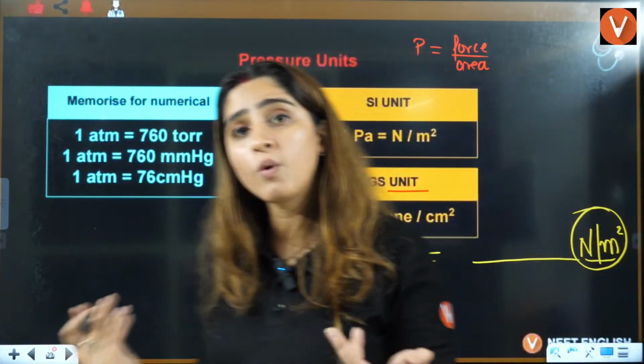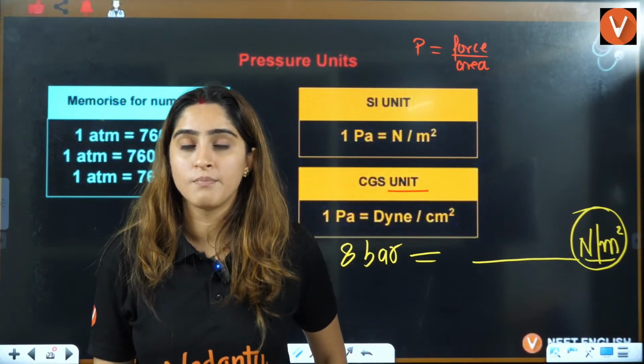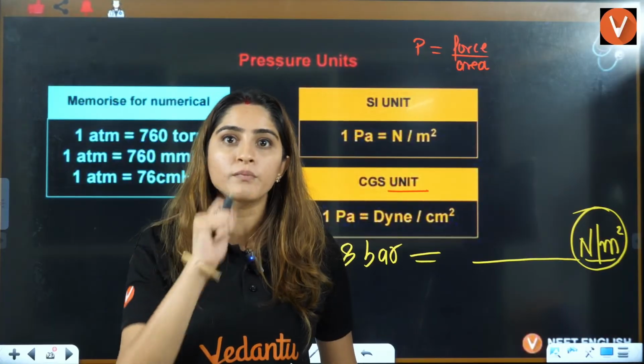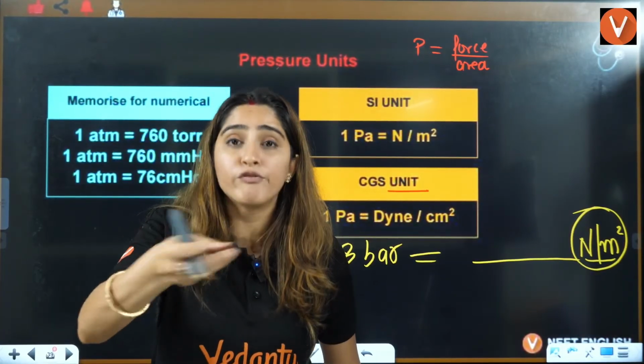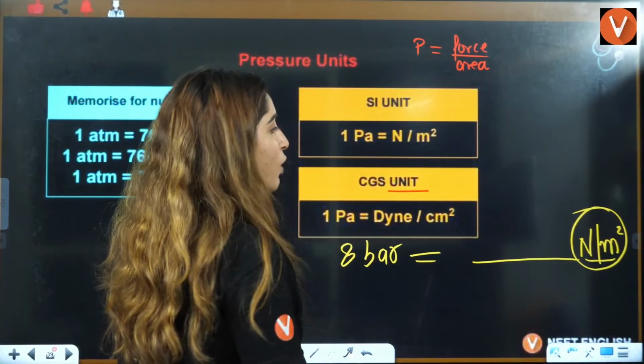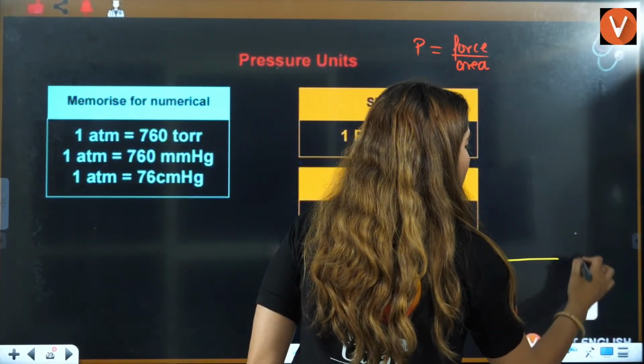Now, students have no idea how to convert this. "Ma'am, we have not studied Newton per meter square anywhere. Ma'am, we are not like that." That's how, even after knowing the full question, this is where you get stuck, right? So here what you should remember is that this is nothing but Pascal.